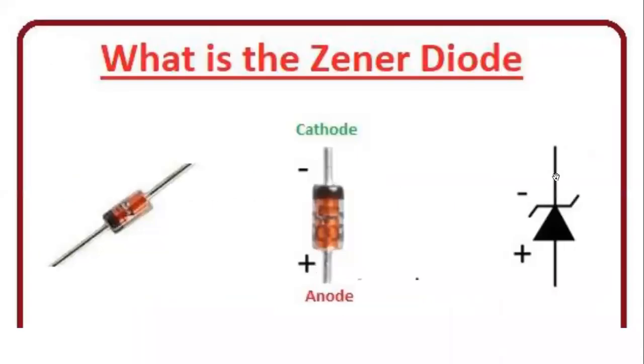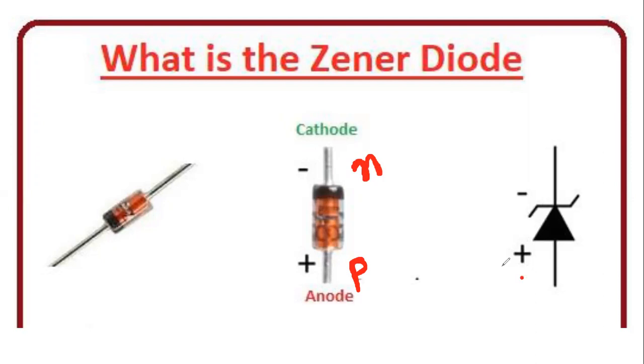So you can see that this is the practical structure. Basically, there are two terminals, one is anode, one is cathode. Anode is basically P, and the cathode is basically N. Anode is P, cathode is N. Always remember that.